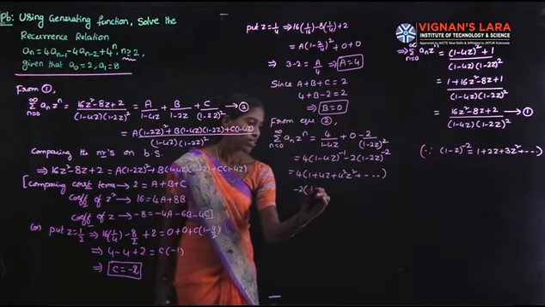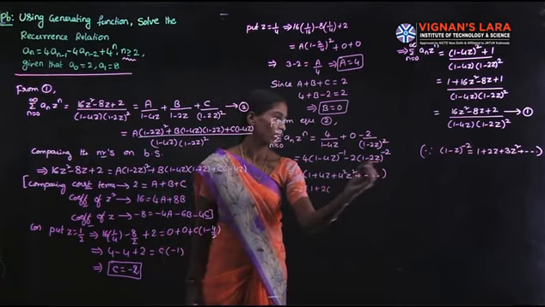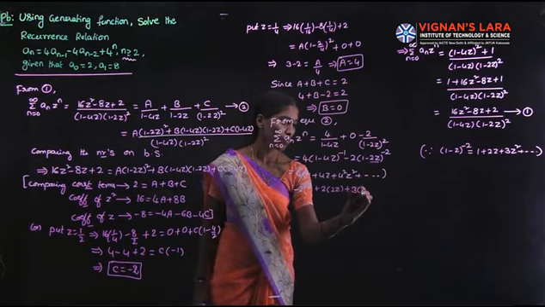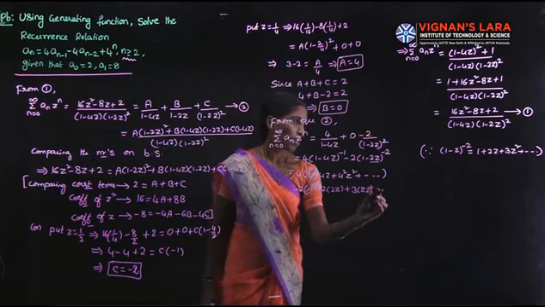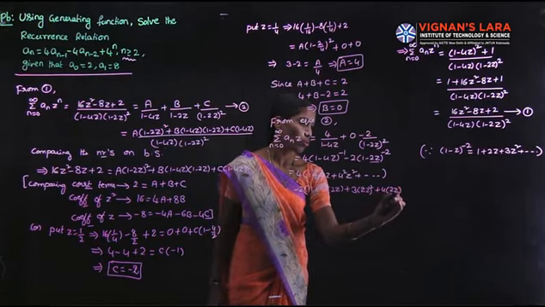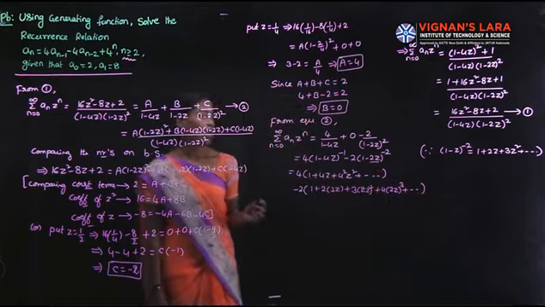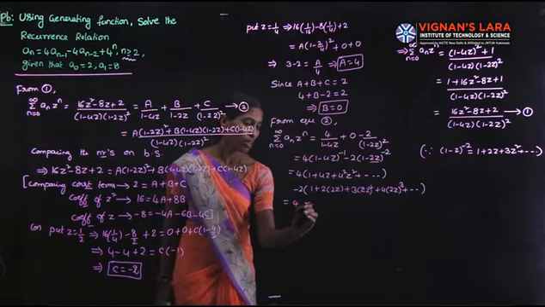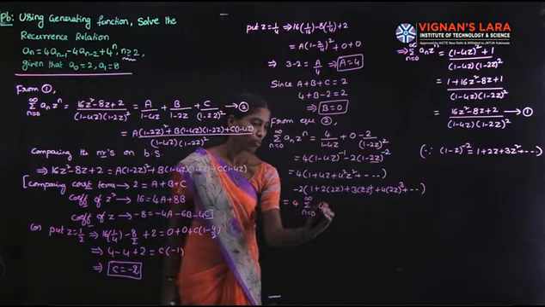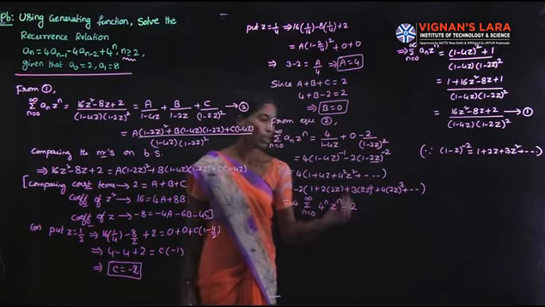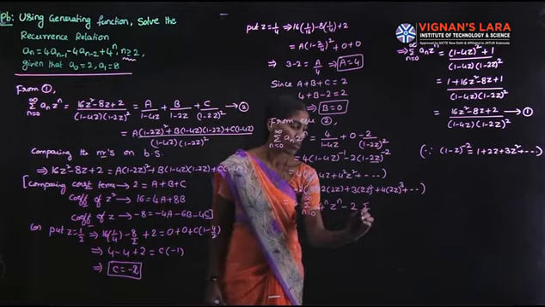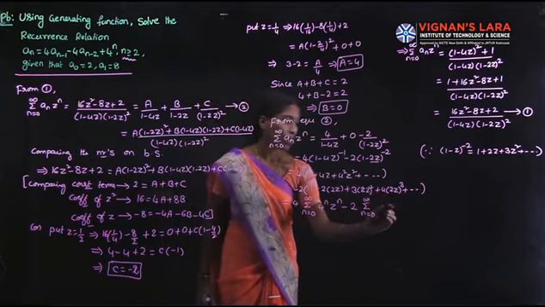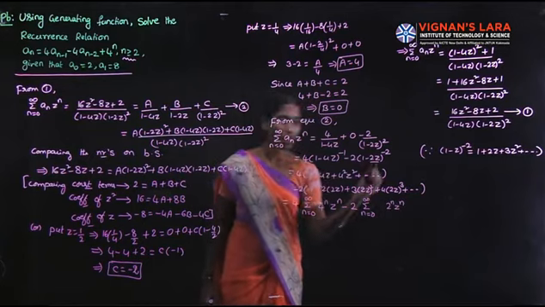So 1 plus 2 into, in the place of z here 2z is there, 2z plus 3 into 2z whole square, plus 4 into 2z whole cube and so on. Now express this in the form of sigma. So 4 into sigma n equal to 0 to infinity 4 power n z power n, minus 2 into sigma n equal to 0 to infinity. If you observe inside the bracket, 2z whole square, 2z whole cube. So it is 2 power n z power n.